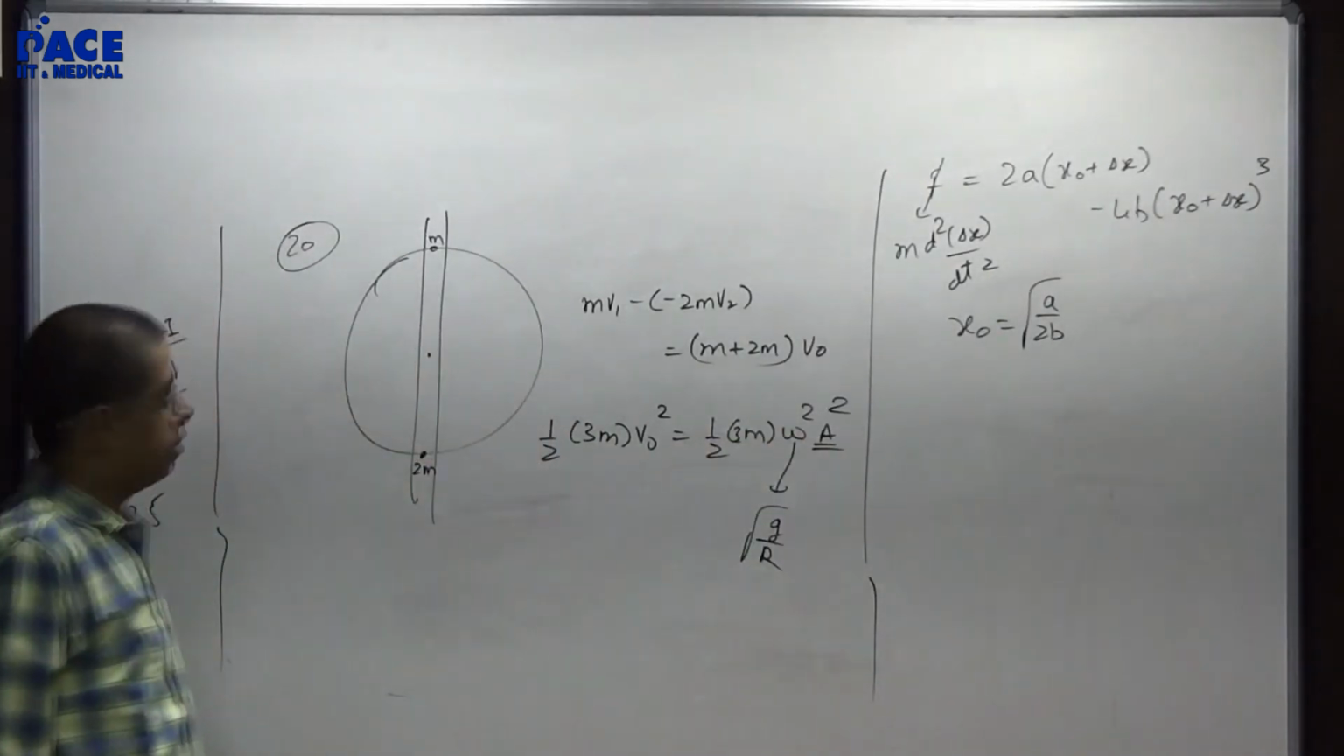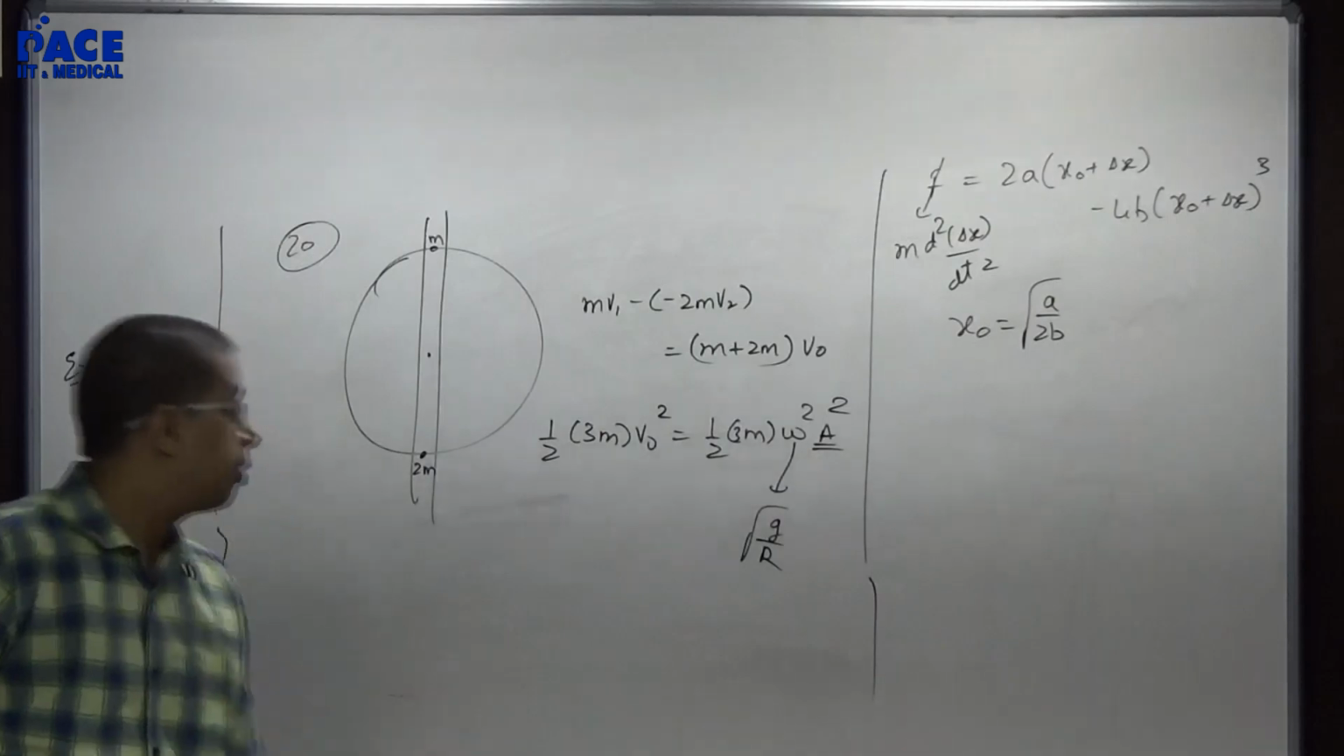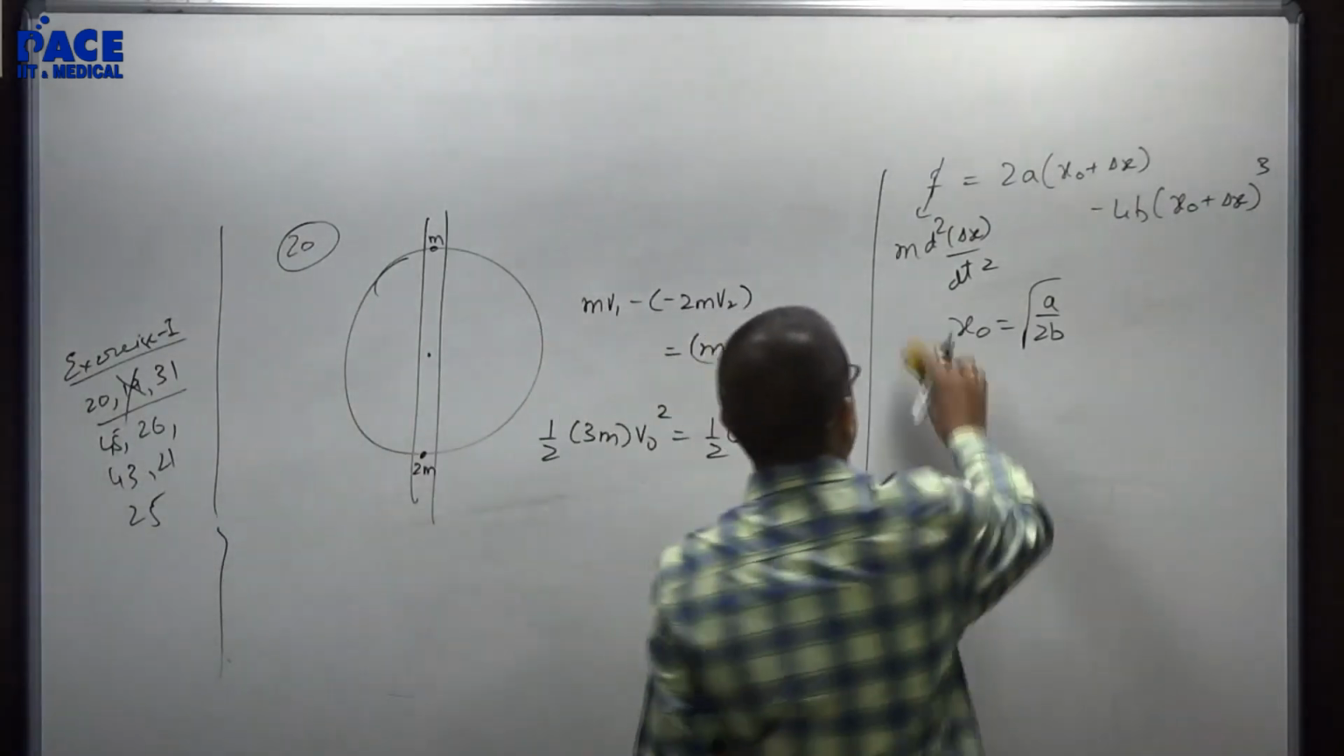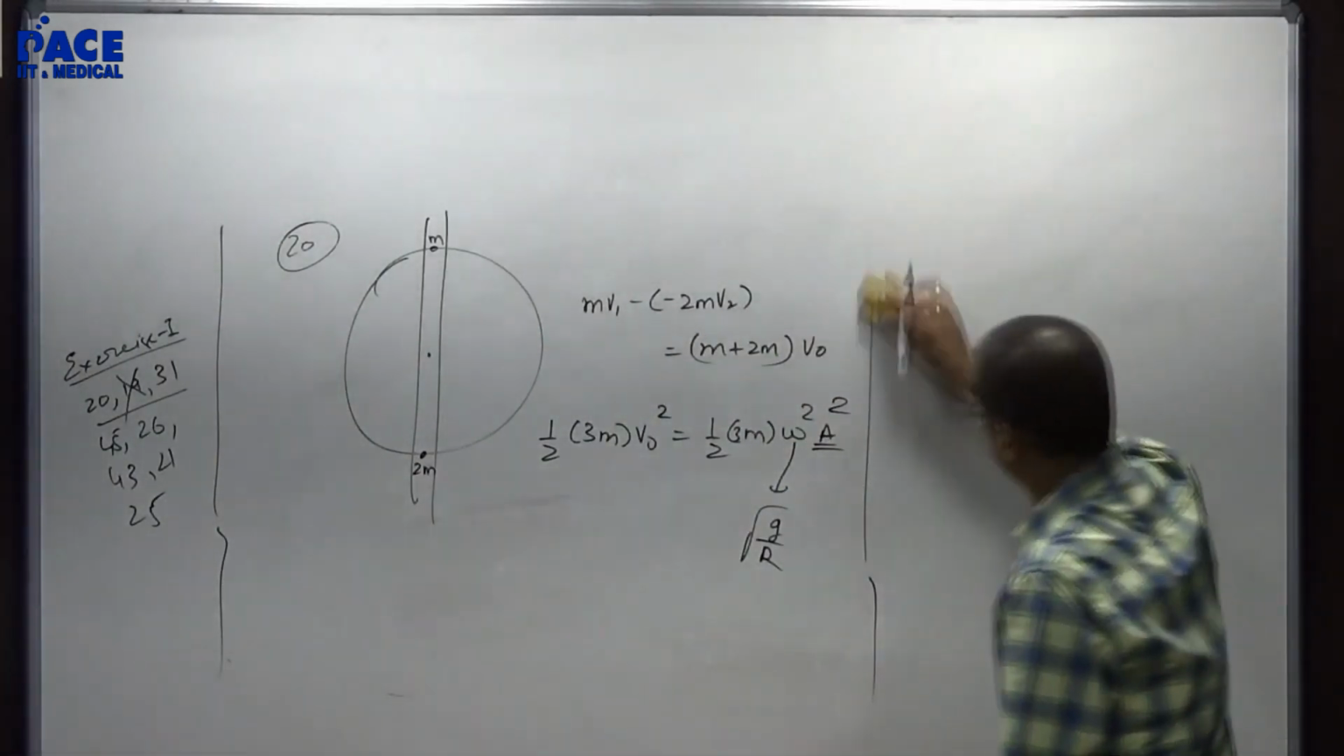Find out a. Sir, here can we use binomial, x naught plus delta x whole cube, x naught cube?